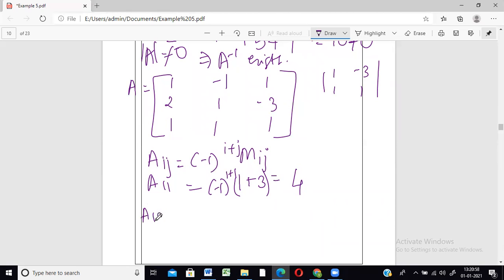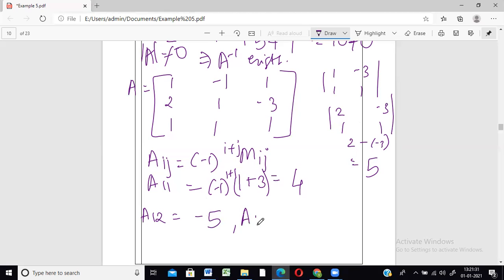Okay, now what will be A12? Minus 1 raised to 1 plus 2 into Mij. Is the sign going to change here? Yes, it is going to change, right? 1 plus 2 is 3, odd, so the sign is going to change. So for A12 we ignore this one and then this one. What remains? 2 1, minus 1 minus 3 1. So what is the answer? 2 ones are 2, minus of 1 into minus 3 is minus 3. So here we get the answer as 5. But we know that the sign is going to change now, so we will change the sign.